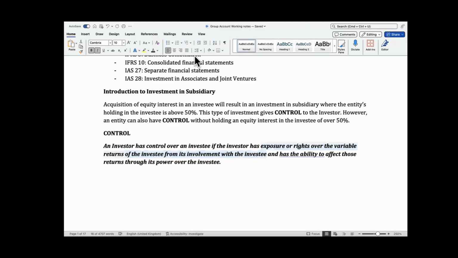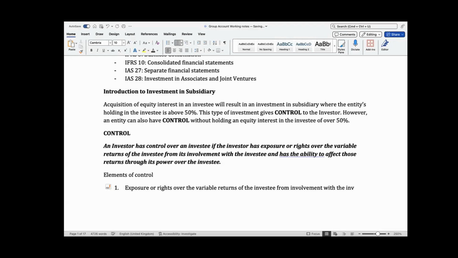So from this definition, when I say element of control, the first thing is exposure or rights over the variable returns of the investee. That's the first element of control. And it's because of your involvement with the investee, because you are involved with him. That's why you are having this exposure right. I will still get to what gives you this type of right, because right means that whatever money they make is your own. It might not be your own entirely, but you have access to that money. You will get from it.